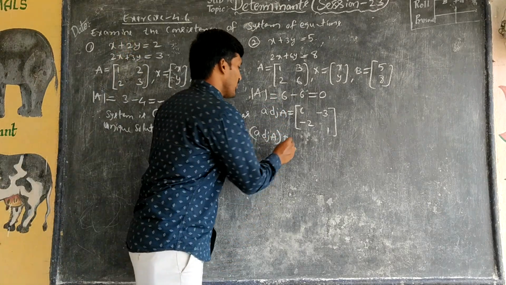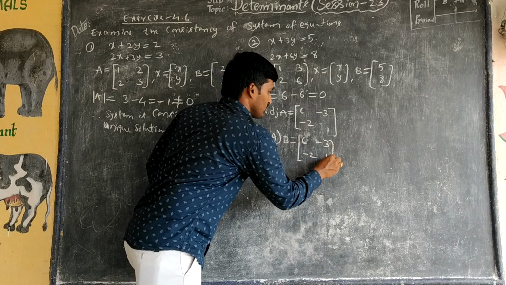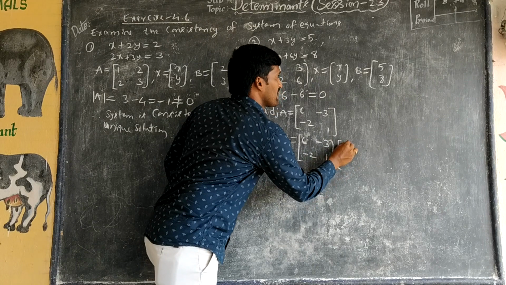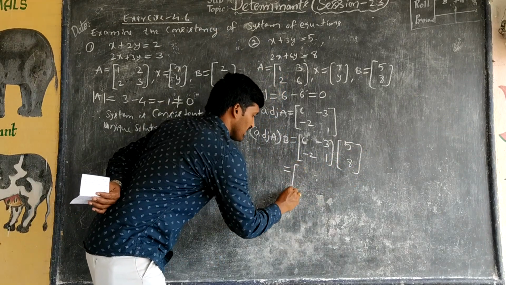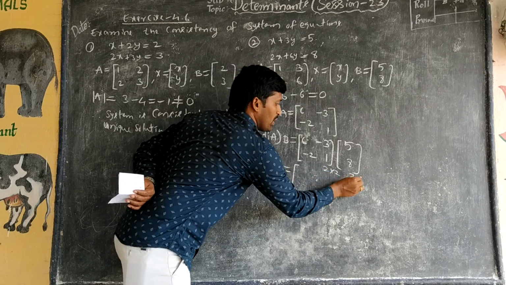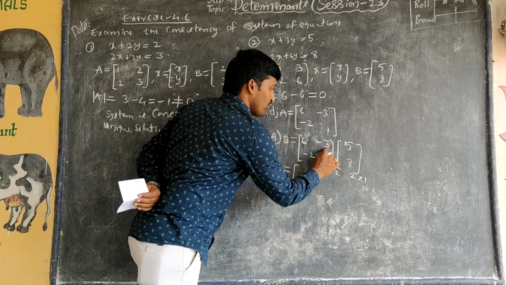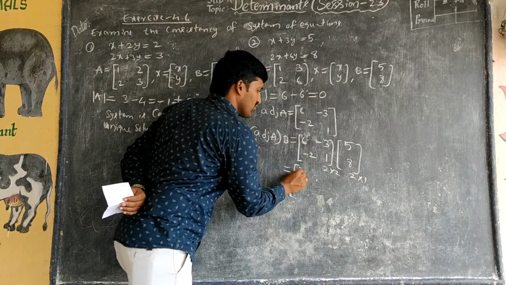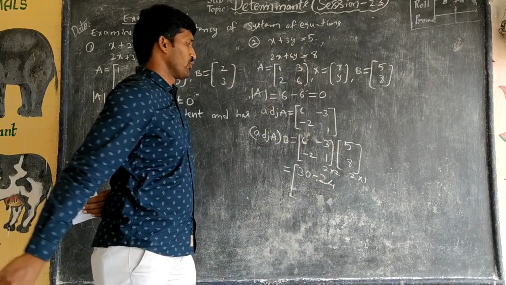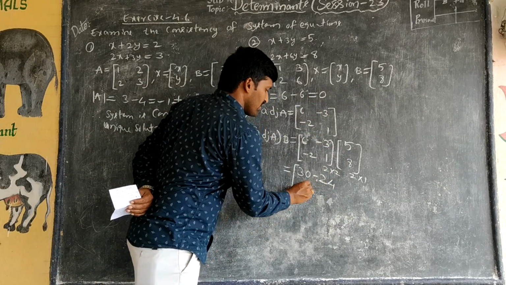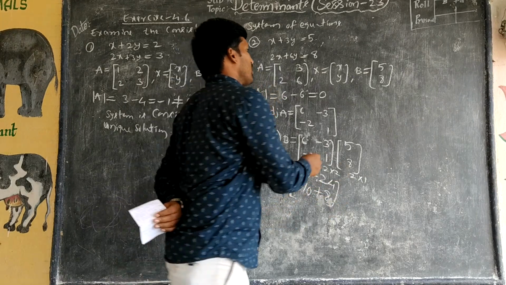To check consistency or inconsistency, we need to calculate adjoint A into B matrix. What is the adjoint A matrix? 6, minus 3, minus 2, 1, into what is the B matrix? 5, 8. Now multiply. 2 by 2 matrix into 2 by 1. What will we get? The resultant matrix is 2 by 1. First row with first column: 6 into 5, 30, minus 3 into 8, minus 24. Minus 2 into 5, minus 10, plus 1 into 8 is 8.